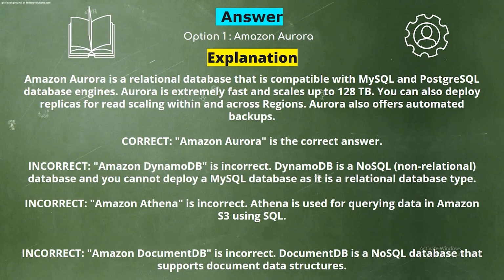Incorrect, Amazon Athena is incorrect. Athena is used for querying data in Amazon S3 using SQL. Incorrect, Amazon DocumentDB is incorrect. DocumentDB is a NoSQL database that supports document data structures.